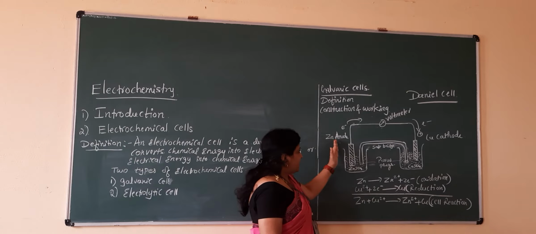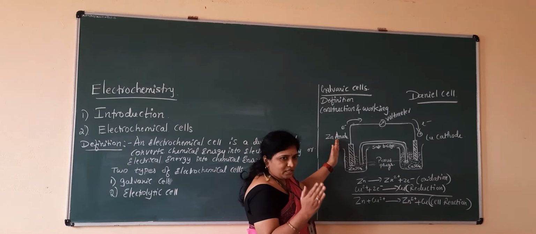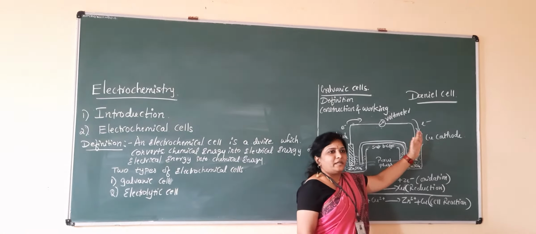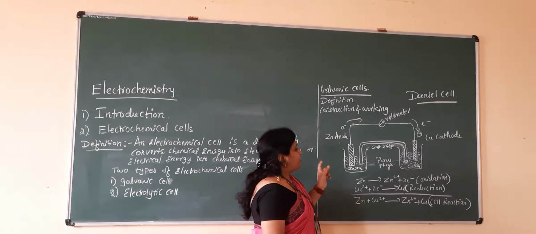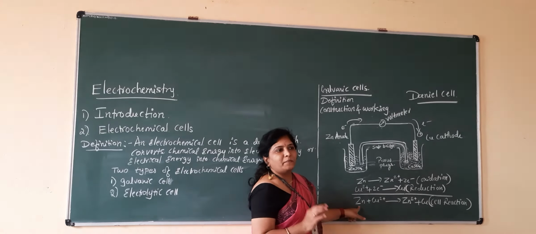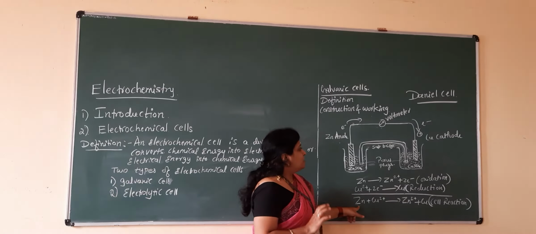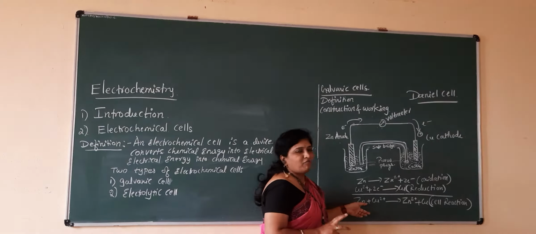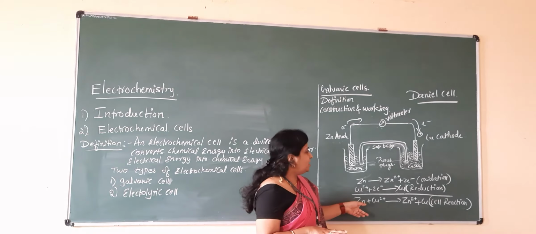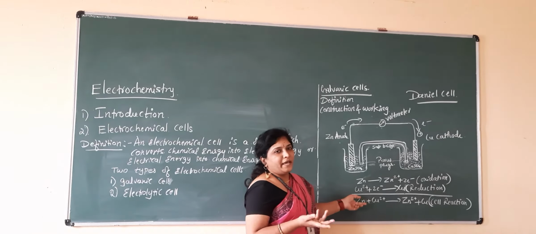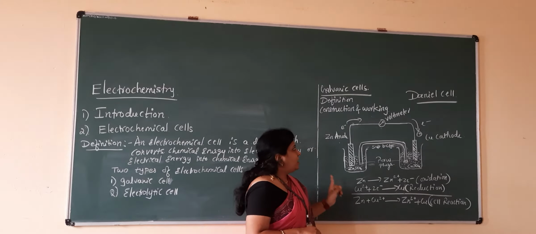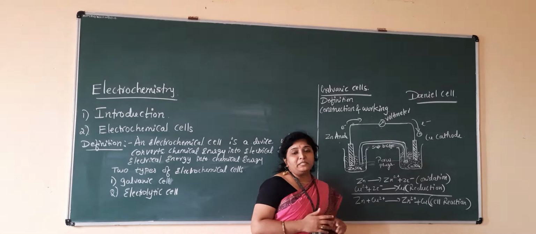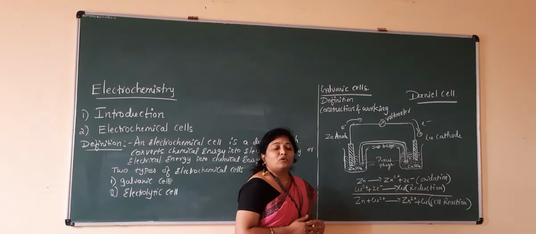So at the zinc anode oxidation reaction takes place, and at the copper cathode reduction reaction takes place, and overall this electrochemical reaction takes place. This electrochemical reaction is responsible for the production of electrical energy, which can be used for any external work. So we have to keep in mind that these two are the important reactions.